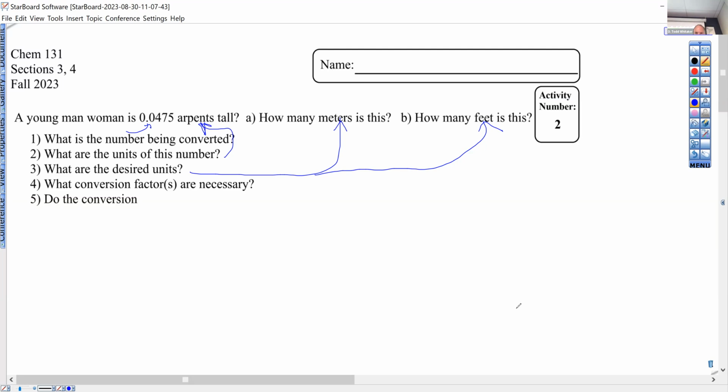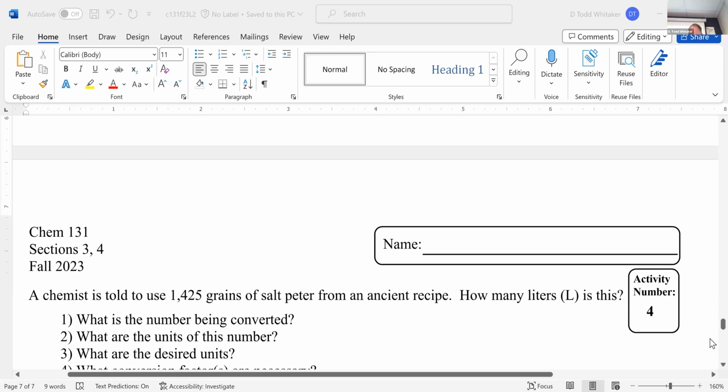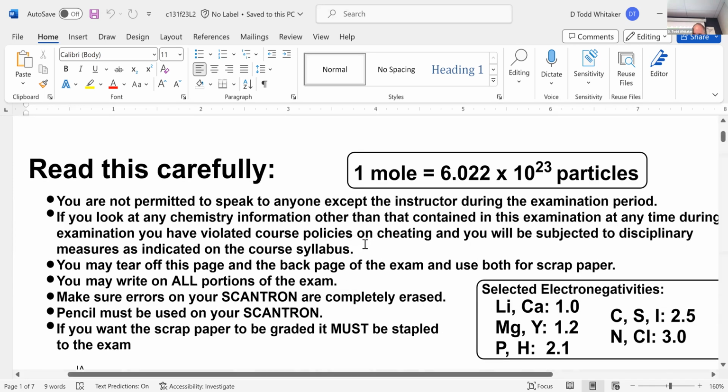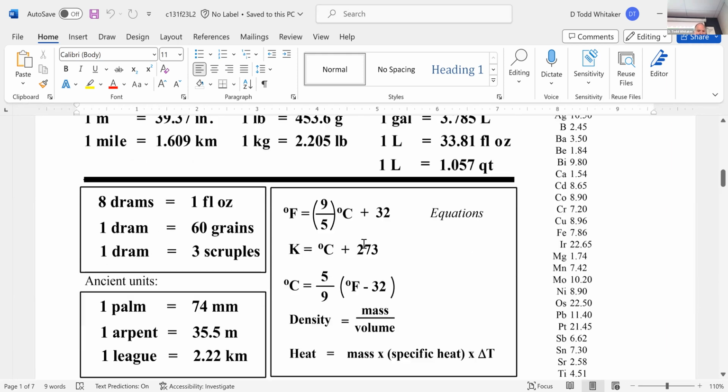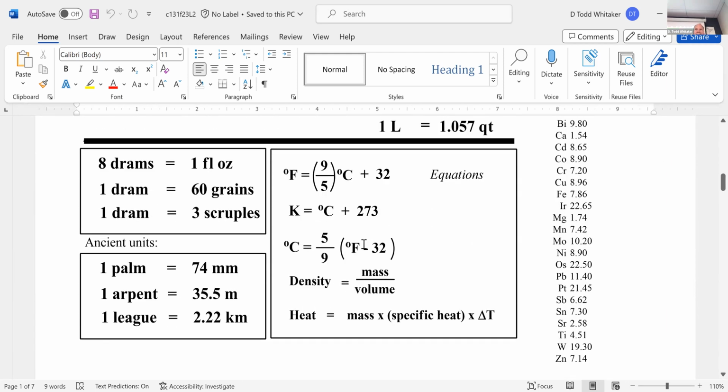Now I'm going to go to Word. So stop share and try to go to Word. There we are. The conversions were somewhere. Arpents and meters, I saw it. It's this one right here, isn't it? 1 Arpent, 35.5 meters. I'm copying that right.